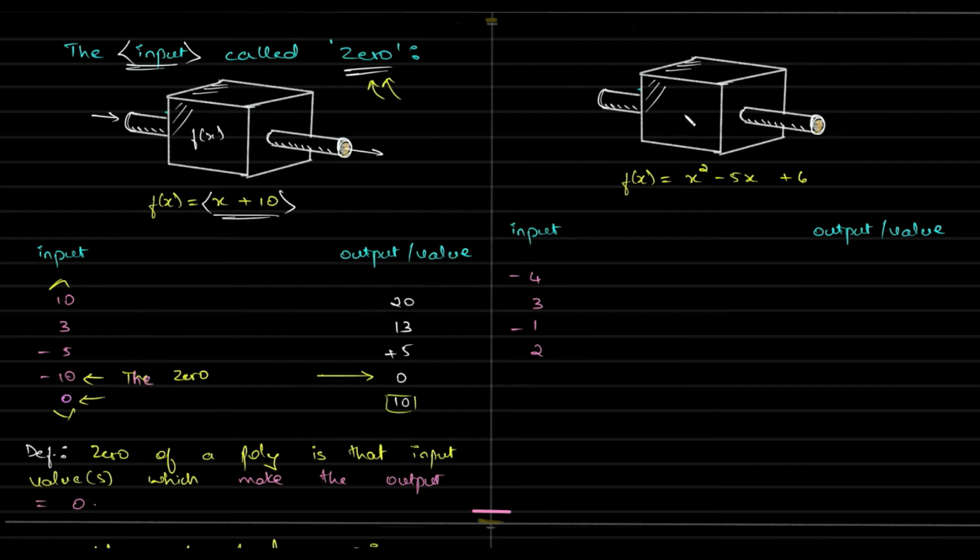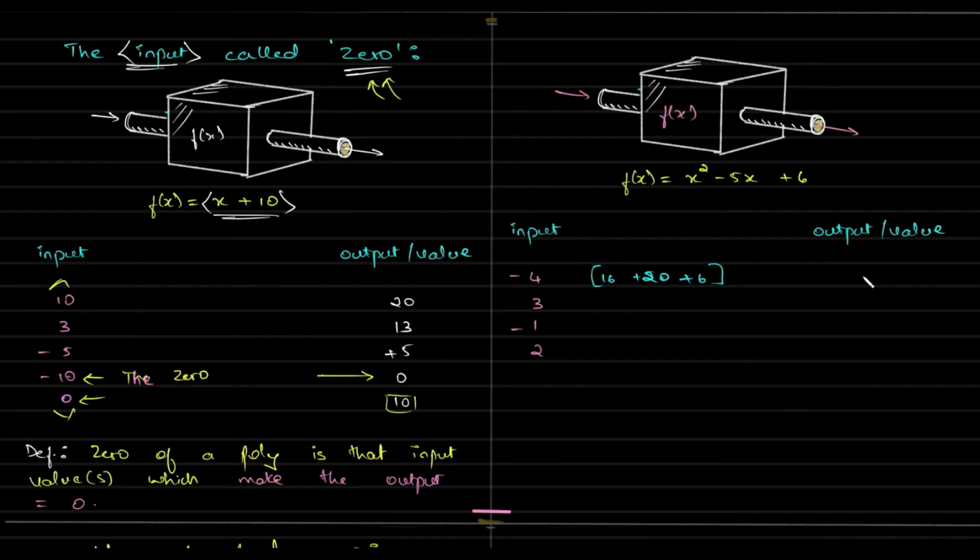Okay, so now I have one more example to make it a bit more clear. I have a function f of x, I have a machine which takes in one variable input and gives out a complicated math, it gives me some output. So we are looking at minus 4 as the first input. So if I put minus 4 in place of x everywhere, minus 4 the whole square is 16. Then we have minus 5 into minus 4, that is 20, and then plus 6.